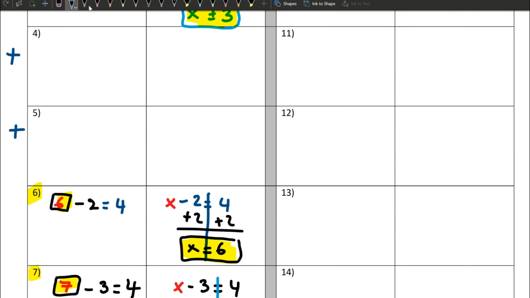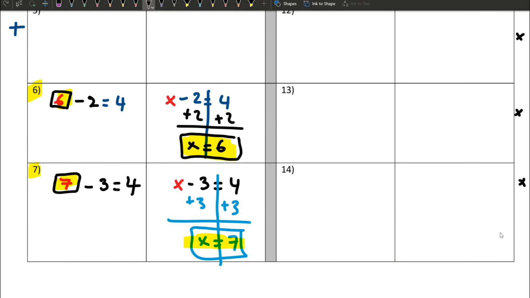Alright, number 11. So for number 11 through 15, I want you to do multiplication. Okay, we're going to do something about multiplication. Oh, 15 is in the back.